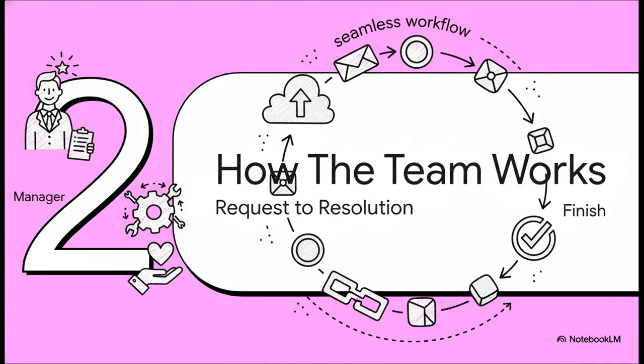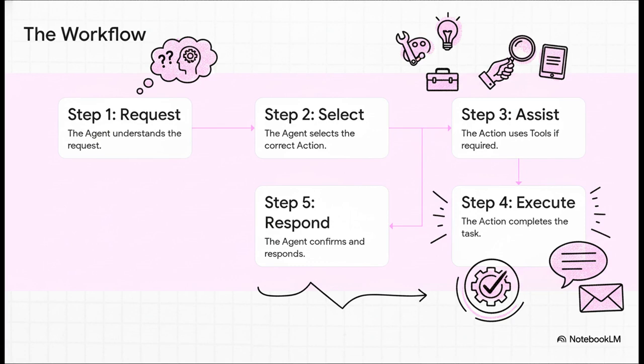All right, so we've met the team. We have the manager, the specialist, and the assistant. Now, let's see how they all work together in this beautiful, seamless workflow, taking a request from the very start all the way to resolution. The workflow is just so logical when you see it this way. It kicks off when the agent, our manager, gets a request and figures out what the user is trying to do. Then it delegates. It selects the perfect specialist, the right action for that job. Now, if that action needs a little more info, it can call on a tool for some help. Once the action does its thing and completes the task, the whole process circles right back to the agent, who confirms everything's done and sends back a response. It's just clean, efficient, and totally predictable.